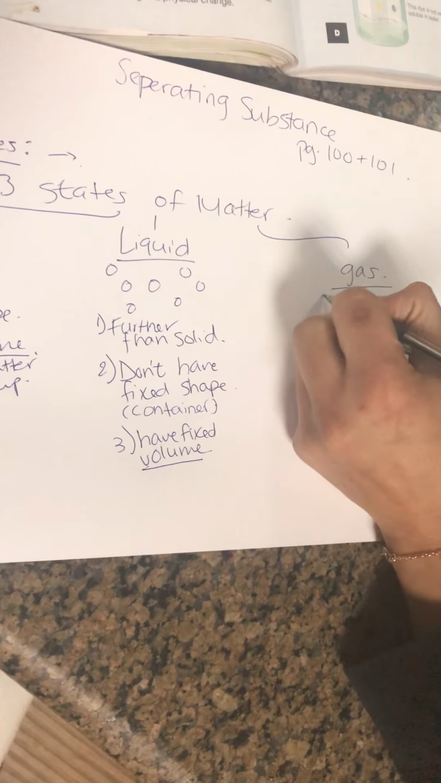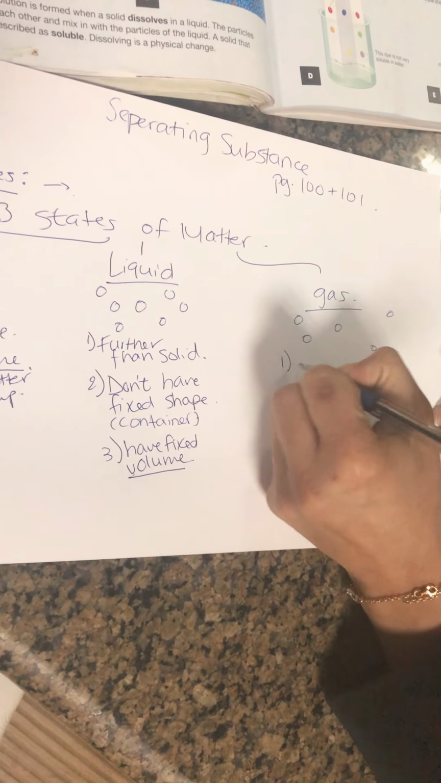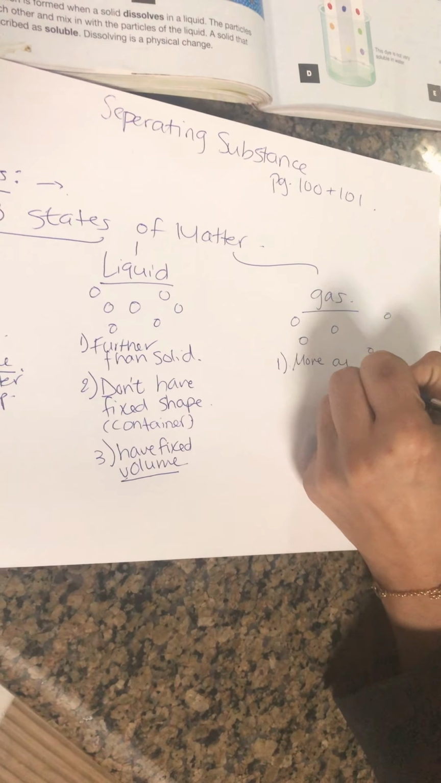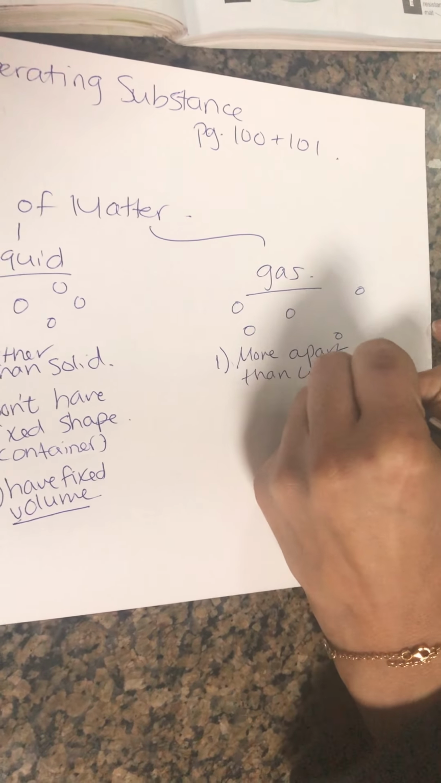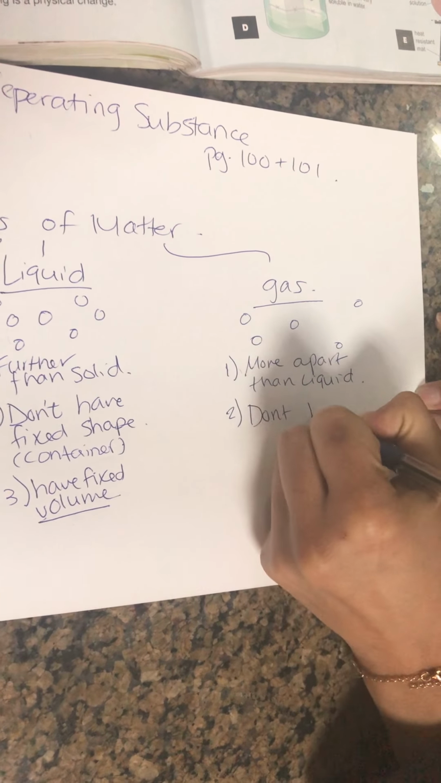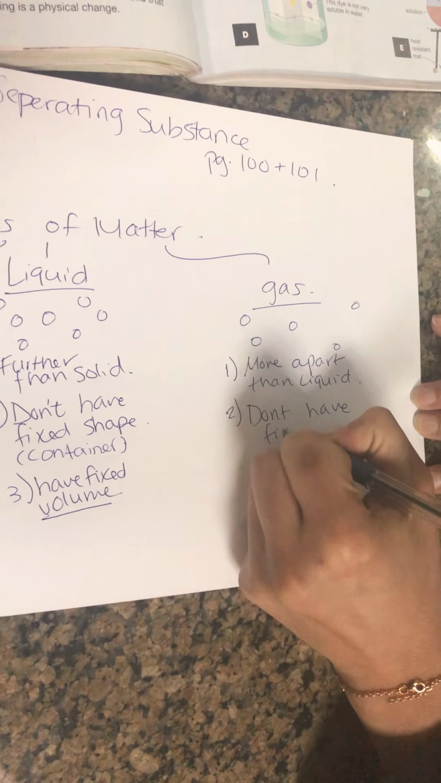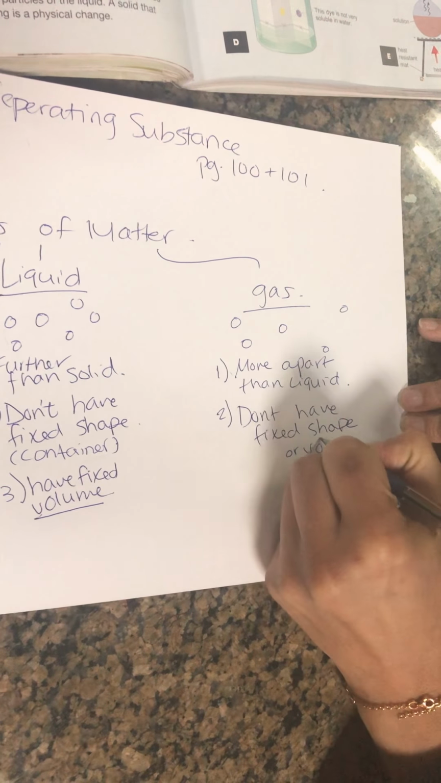The third state of matter that we're going to talk about today is gas. Gas particles are more apart than liquid particles. They are the furthest from all of them. 2, they don't have a fixed shape or volume.